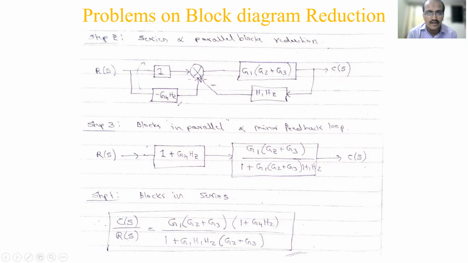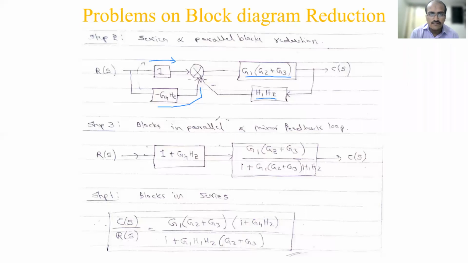Okay, so this is a parallel block now. This is coming from the same R(S) and this is also coming from the same R(S). So there is no feedback here. This is a pure parallel block connection. And here it is series multiplied, G1 into (G2 plus G3). So G2 plus G3 you have to group in parentheses. Then H1, H2 are in series, so they are clubbed into a single block. So this is your step 2.